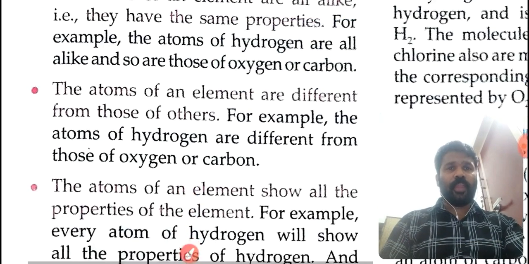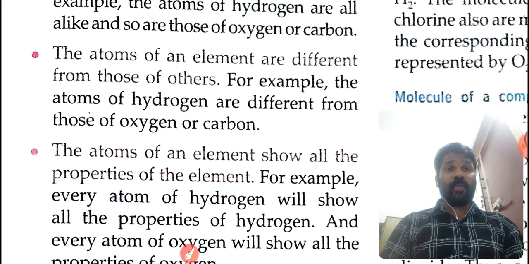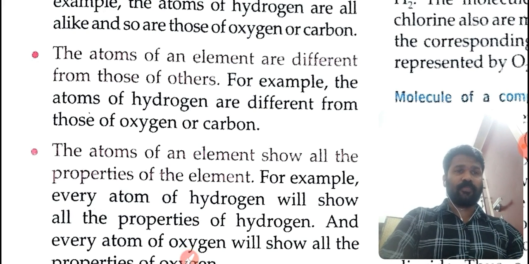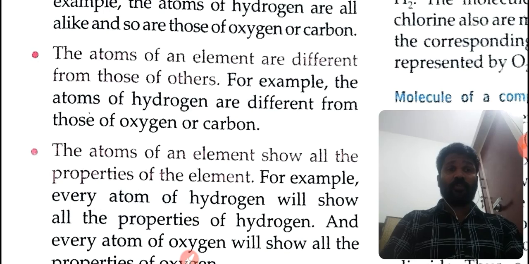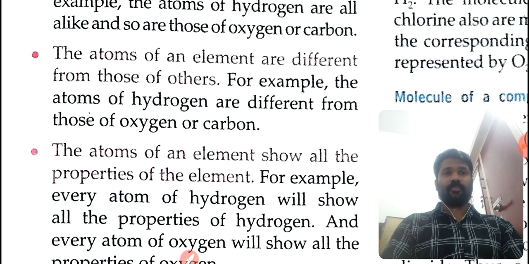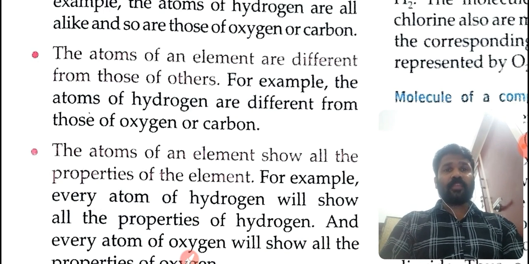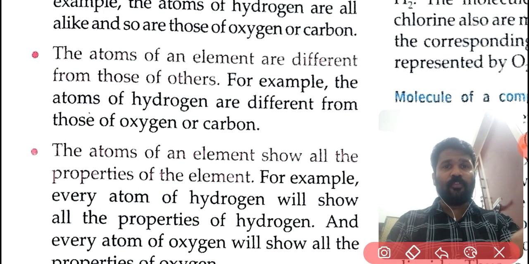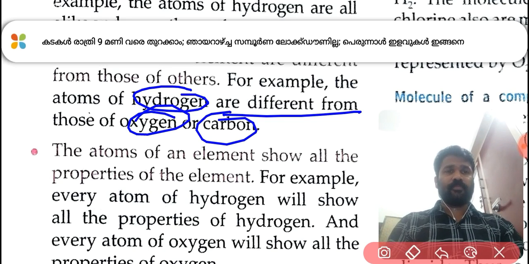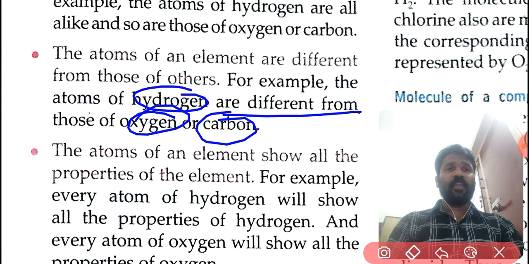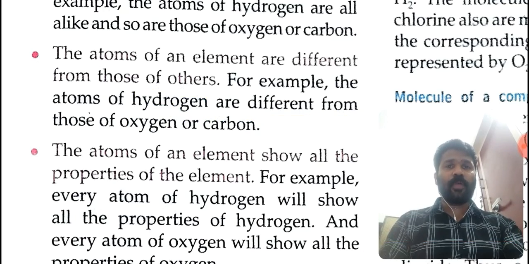The next property is that the atoms of an element are different from those of others. For example, the atoms of hydrogen are different from those of oxygen and carbon.